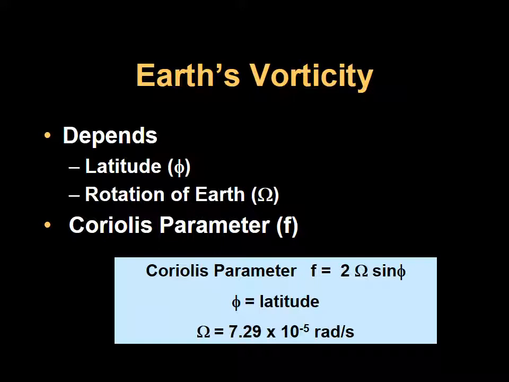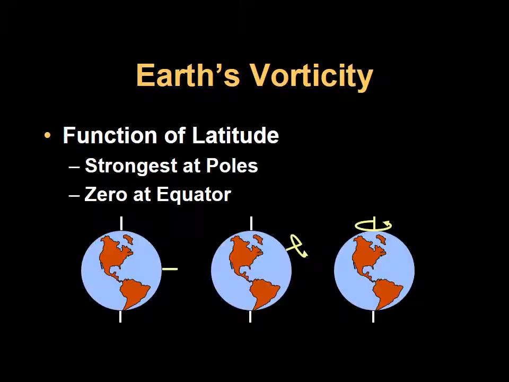So the spin that's apparent at any given location on the Earth depends upon the latitude, and also depends upon the angular rotation of the Earth. When those are put together, we have the Coriolis parameter, which is a measure of the spin of a point vertical at any given location on the Earth. As we said, it depends upon the spin of the Earth, and also depends upon your latitude.